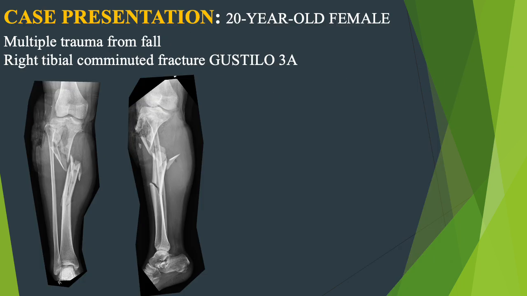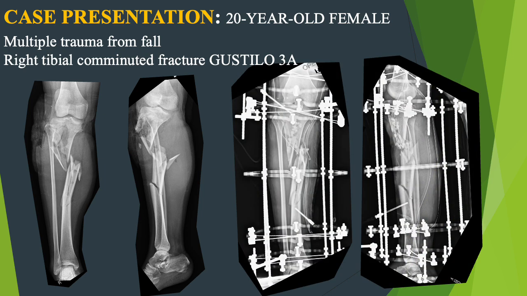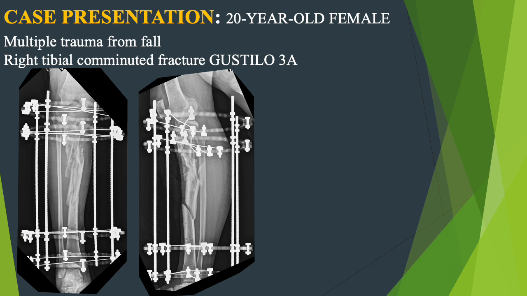A 20-year-old female patient suffered multiple injuries from a fall, including a Gustilo type 3A open tibial fracture. We treated her using an Ilizarov external fixator combined with continuous local antibiotic perfusion therapy. After about 2 months of initial treatment, we successfully controlled the infection and we are waiting for bone healing.